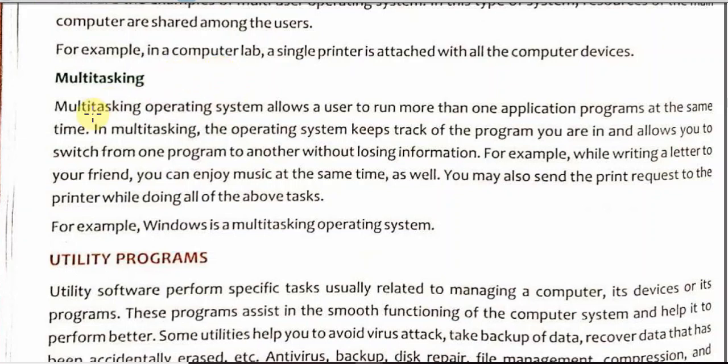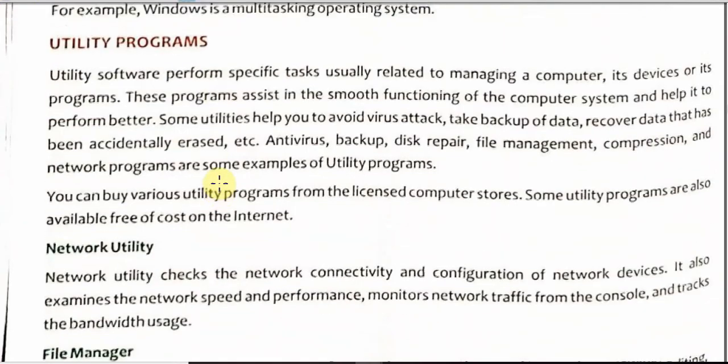Next is multitasking. Multitasking operating system allows a user to run more than one application program at the same time. In multitasking, the operating system keeps track of the program you are in and allows you to switch from one program to another without losing information. For example, while writing a letter to your friend, you can listen to music as well as you can send some print requests at the same time. Windows is a multitasking operating system.